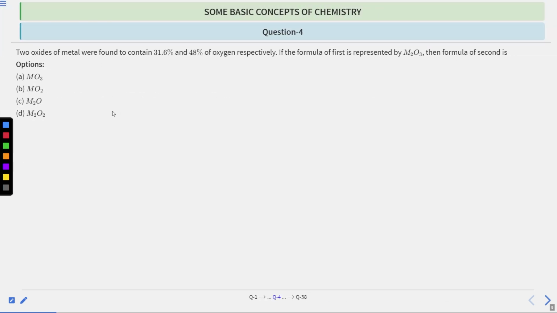Moving on to our fourth question. The two oxides of a metal were found to contain 31.6% and 48% of oxygen, respectively. If the formula of the first is represented by M2O3, then the formula of the second is. Options are MO3, MO2, M2O, M2O2. So evaluate by yourself. You have 10 seconds for this, and then we will solve this question.